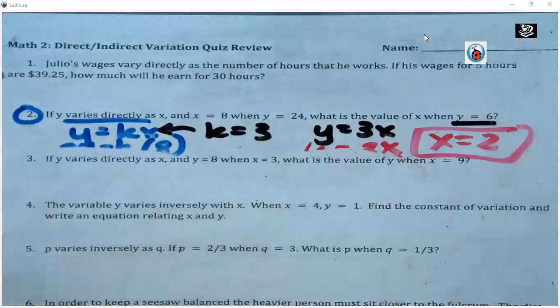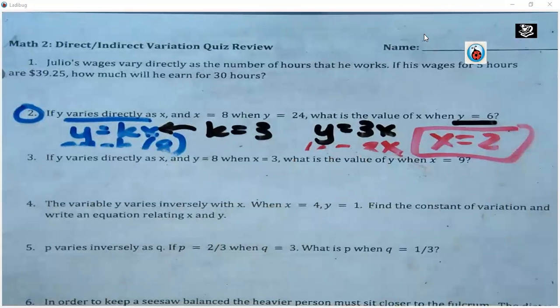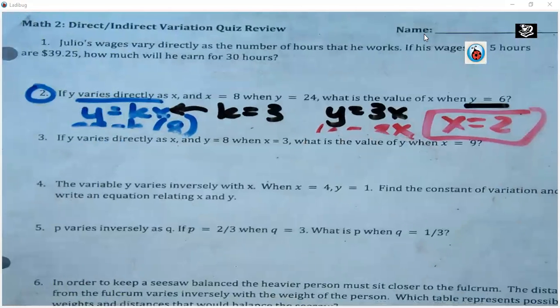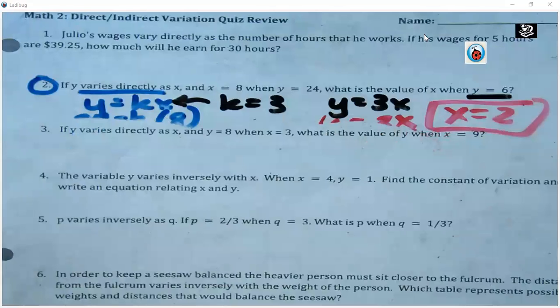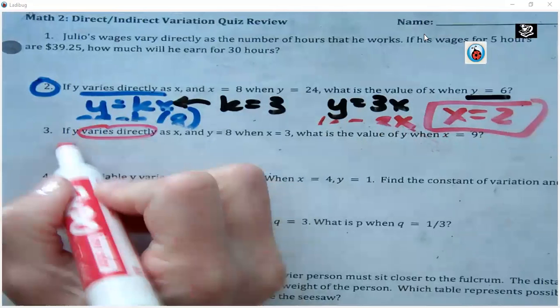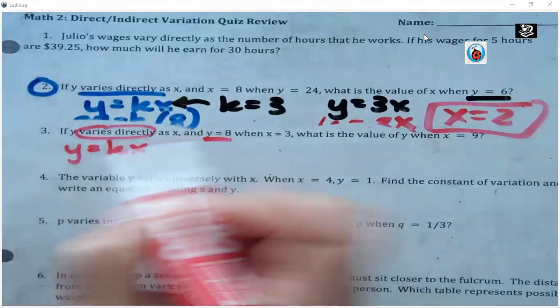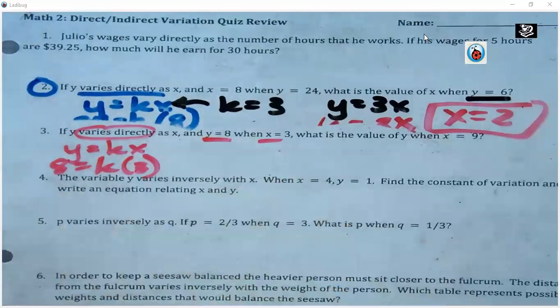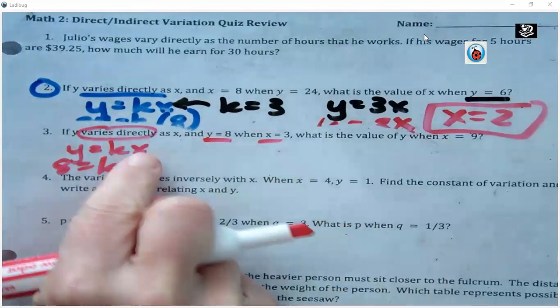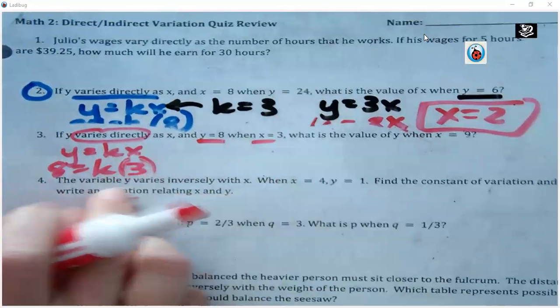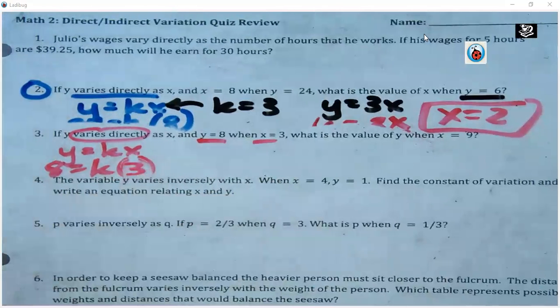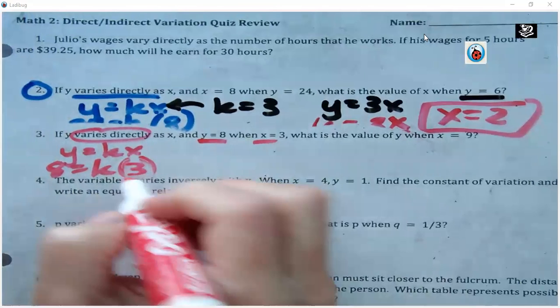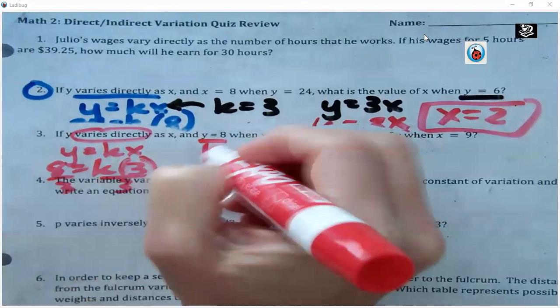Number 3, if y varies directly as x and y equals 8 when x equals 3, what is the value of y when x equals 9? What's important? Varies directly. Good. So y equals kx. Y is 8 and x is 3. How do I find k? Divide by 3 on both sides. So k equals 8 over 3.